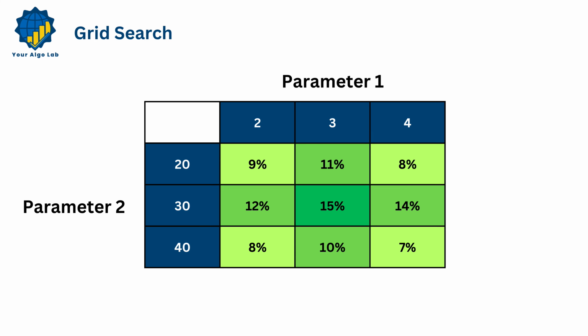Ideally, we aim for a pattern where the optimal combination is located within a zone of stability. This is important because we want our best parameter set to be robust, meaning that small changes in the parameters should still result in good performance.